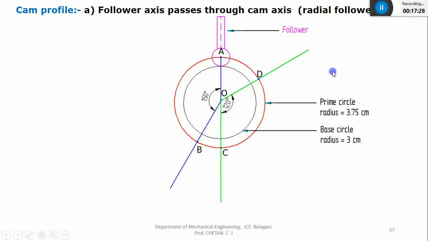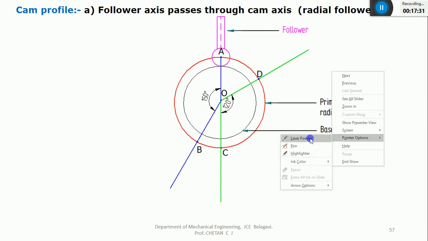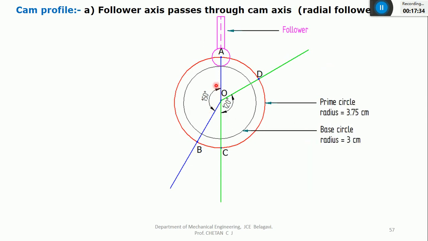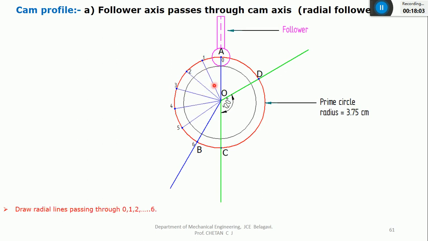And the next step is dividing the outstroke and the return stroke angle. You can see the outstroke angle is 150. I want 6 equal parts. How much is it? Anyone? 150 by 6? 25, correct. And I'll divide the prime circle. So you can see here, this is 25, 25, 25, 25, 25, and 25.